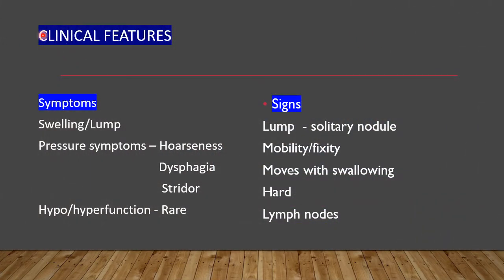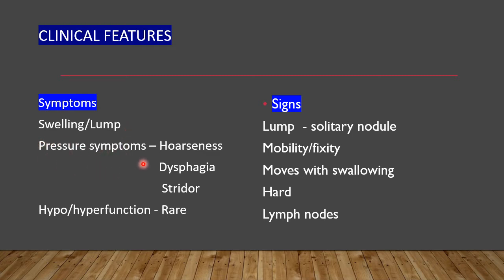Next, we come to the clinical features of the thyroid tumors. First, the symptoms. The majority of patients come complaining of a swelling or a lump in the neck, either in the front of the neck or by the side of the neck. So it is utmost for us to get the details of this swelling or the lump: its origin, onset, progress, whether it's associated with pain. These are all important parameters that we must look for.